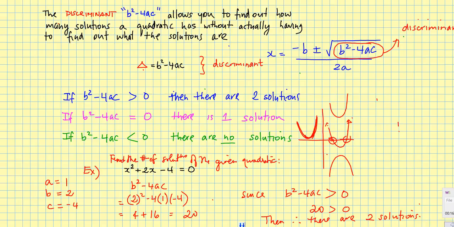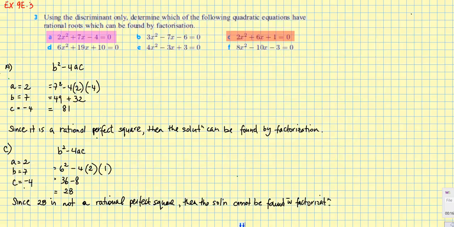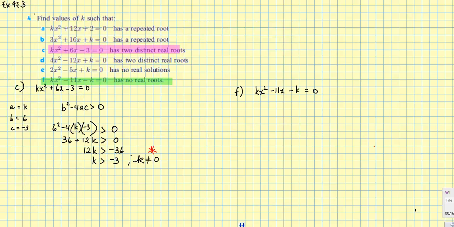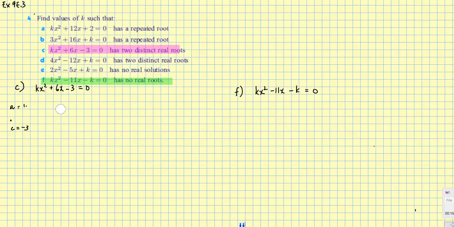All right, let's just do another example. We'll do a couple of examples here. Now these questions are a little bit more challenging, and I took C and I took F. If I take question C, I've got kx squared plus 6x minus 3 equals 0, and it tells us that it has 2 roots. 2 real roots means it has 2 solutions, or 2 x-intercepts.